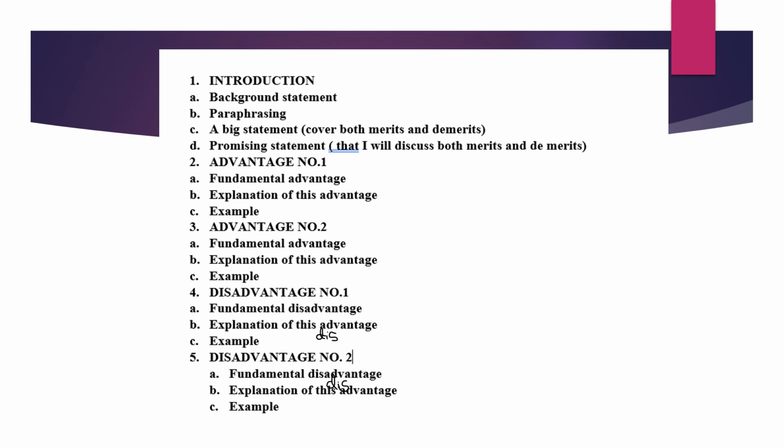For disadvantage number 1 and disadvantage number 2, the fundamental disadvantage should be there, then the explanation of that particular disadvantage with an example. In the same way you can do disadvantage number 2: the fundamental disadvantage, the explanation of that disadvantage, and an example for that particular disadvantage should be mentioned in that paragraph. Or you can write both disadvantage 1 and disadvantage 2 in a single paragraph as well.